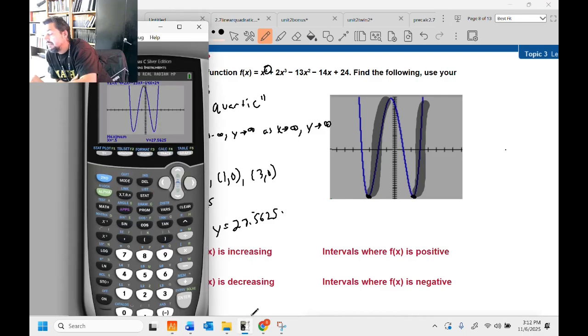I'll fix that real quick. Second trace, 3 for minimum. I should have written down that one up there too. Left, right, enter. So negative 3.1926.